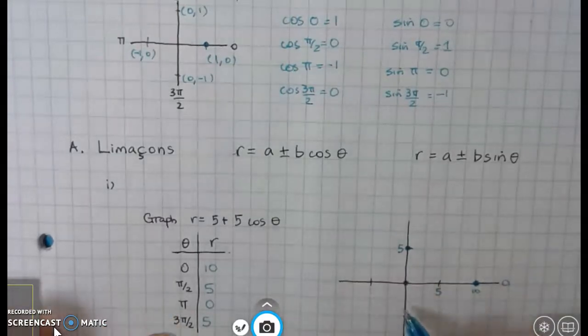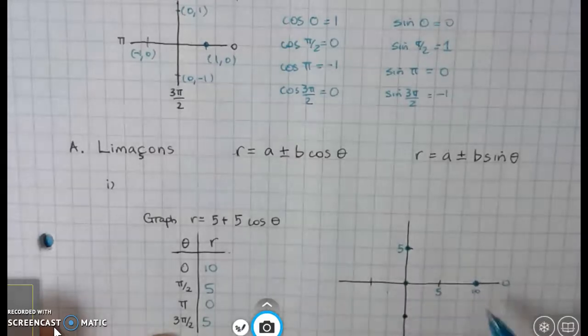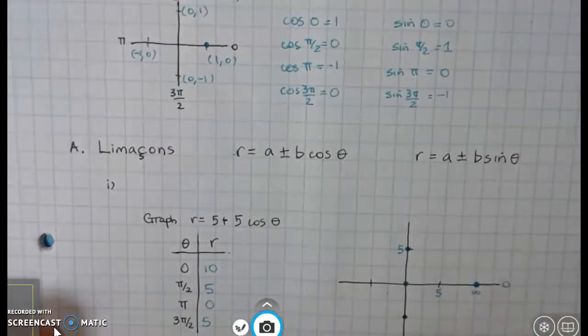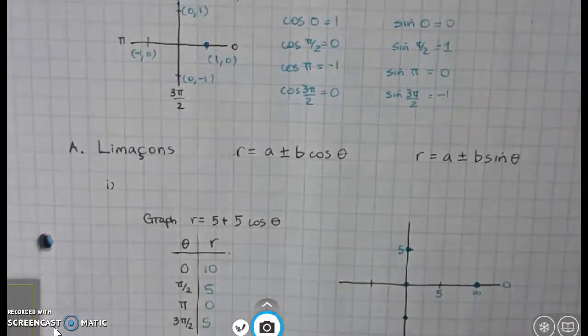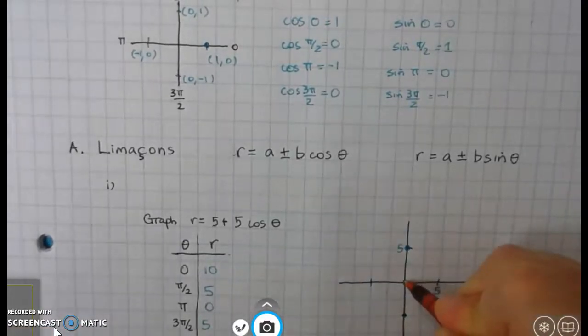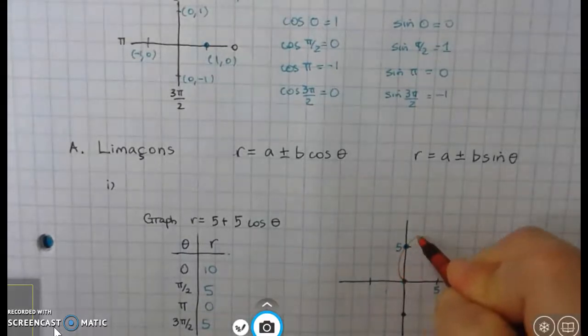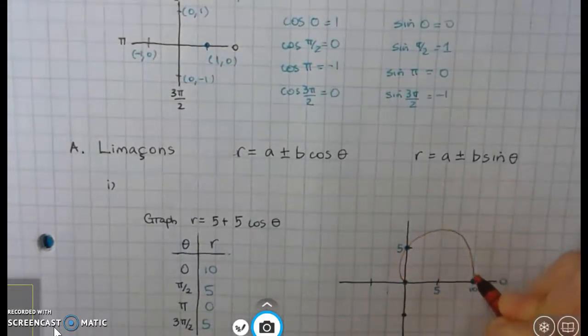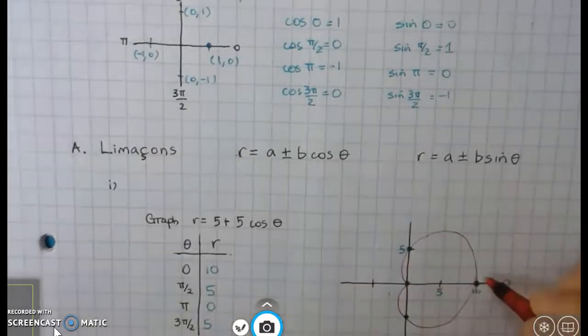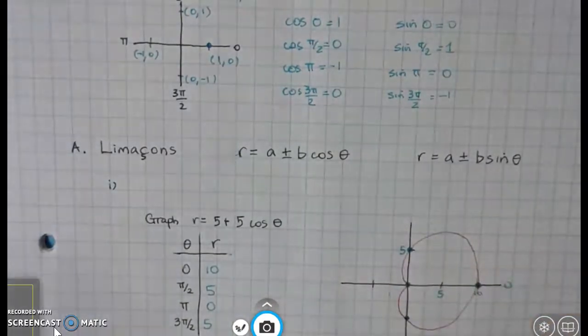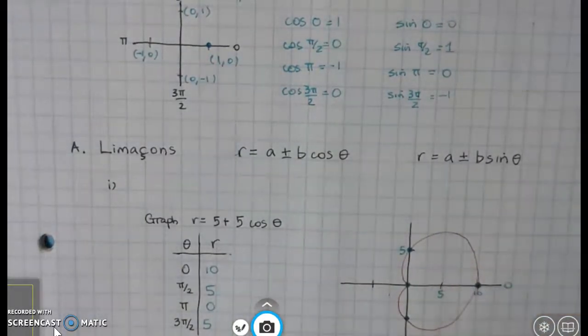So it comes down here, and at 3 pi over 2, the angle measure of 270 degrees, the radius is 5. So we have 4 points. If I continued with 2 pi, it's going to get me back to 10 again, so it's going to repeat itself. The shape of this graph will look like this. If I use more points, it would actually look like this. It's not the best graph, but anyway, you get the idea.